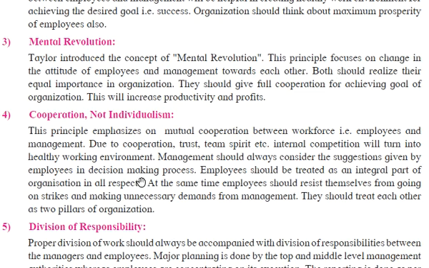And the fourth one is cooperation, not individualism. This principle says that in the organization, the emphasis should be given to cooperation between the management and workers, not to individualism. The goals can be achieved effectively only by the cooperation of the employees with the organization. The interest of the management and the worker should be one and the same. They should harmonize.